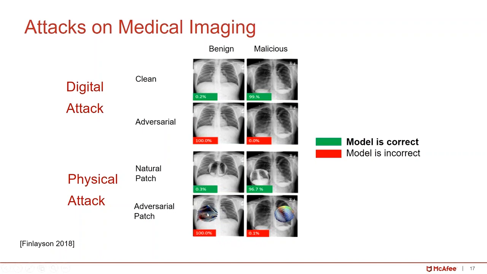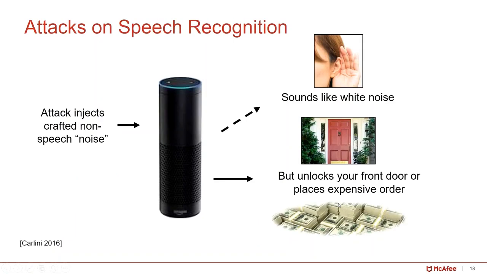For the physical attack, it basically puts an adversary patch. Then this image becomes malicious when it is supposed to be benign, and this one becomes benign but is supposed to be malicious. Compared to that, a natural patch, which we put in randomly, didn't cause the misclassification at all. Those two examples show convolutional neural networks for image processing are vulnerable.